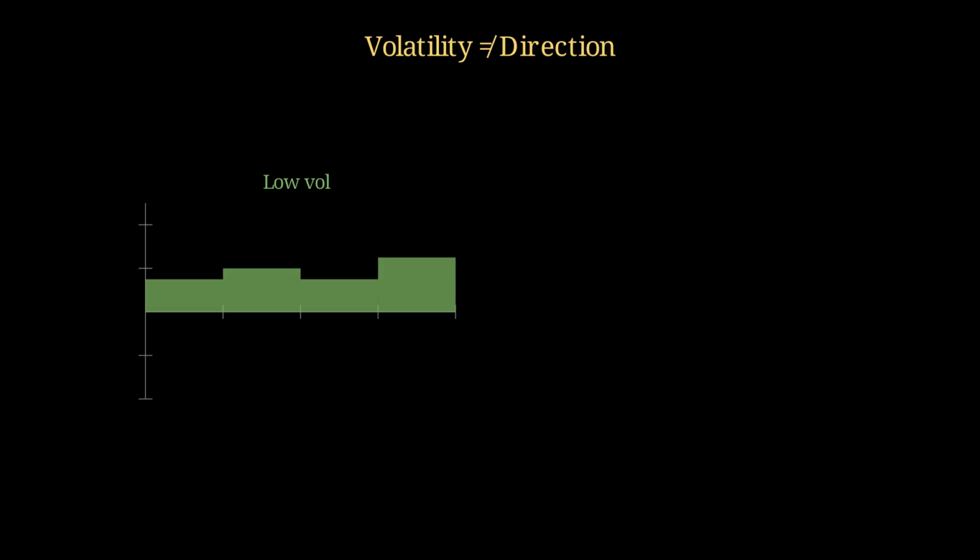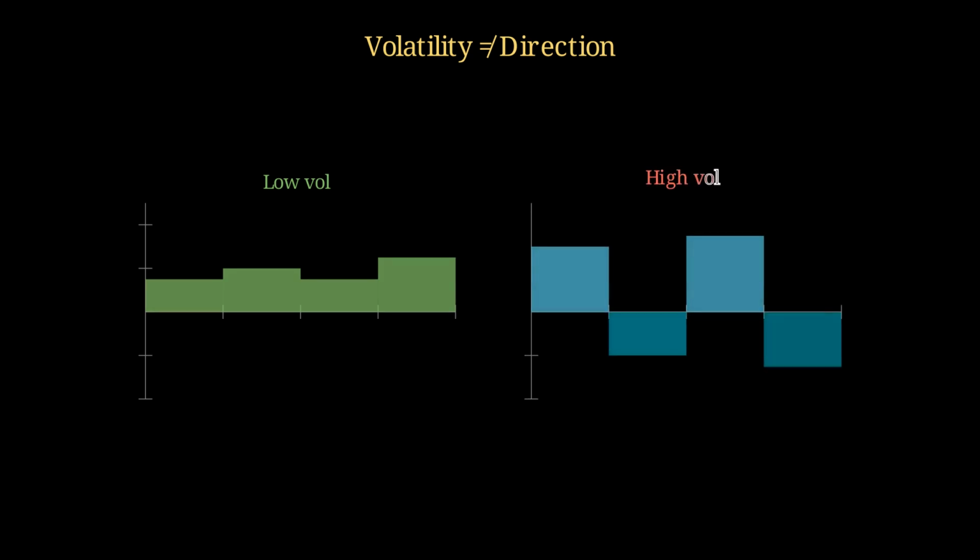A stock that goes up 3%, up 4%, up 3%, up 5%, always up, has low volatility. A stock that swings plus 6%, minus 4%, plus 7%, minus 5% has high volatility even if the net result is also positive. Volatility measures uncertainty, the width of the distribution of outcomes, not the direction. High volatility means the return surprises you, day after day. It does not tell you which way.